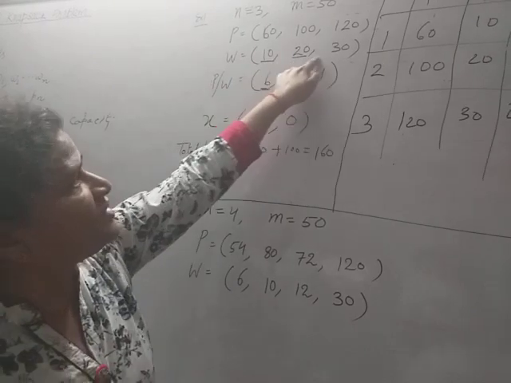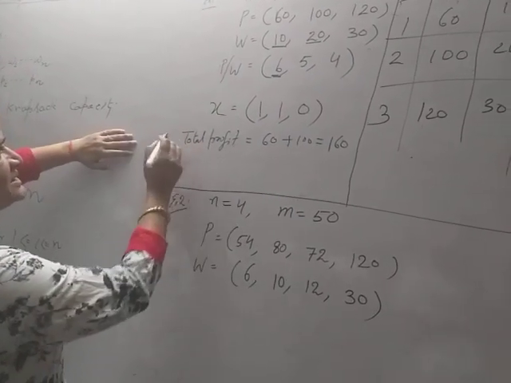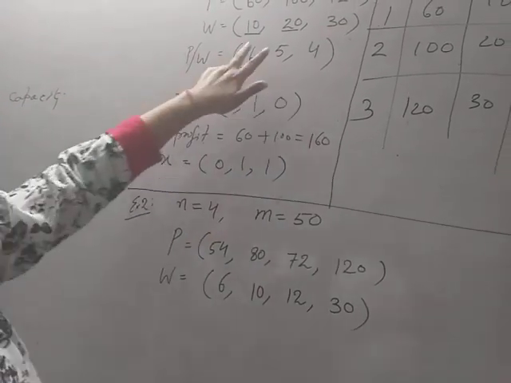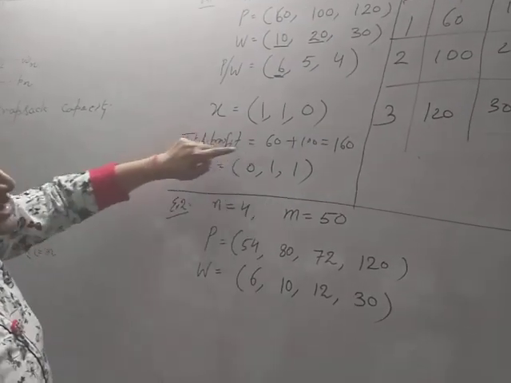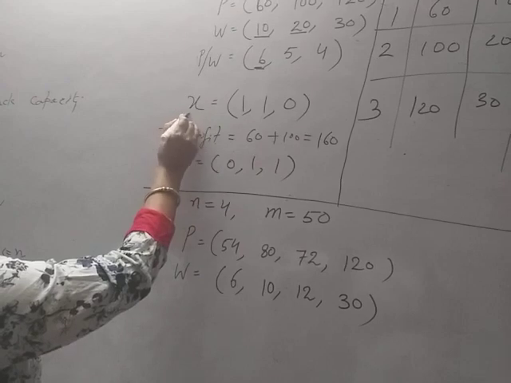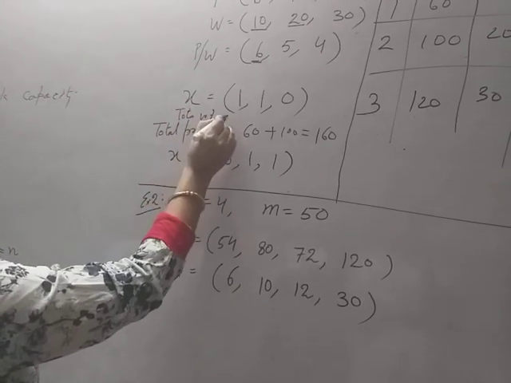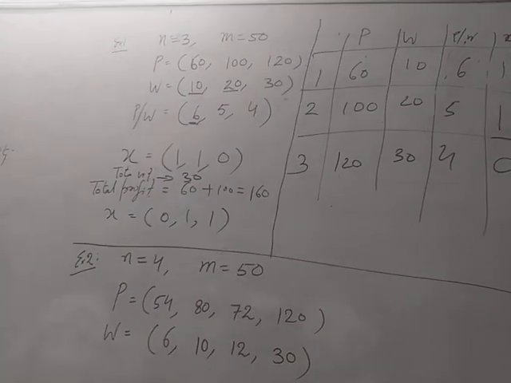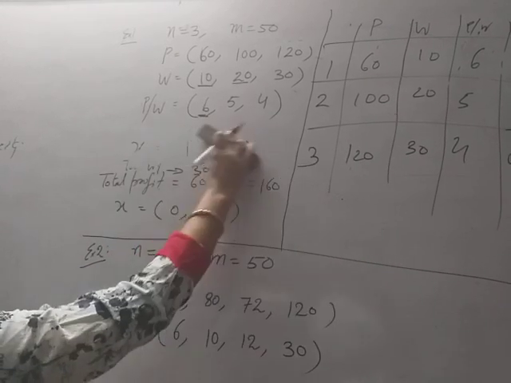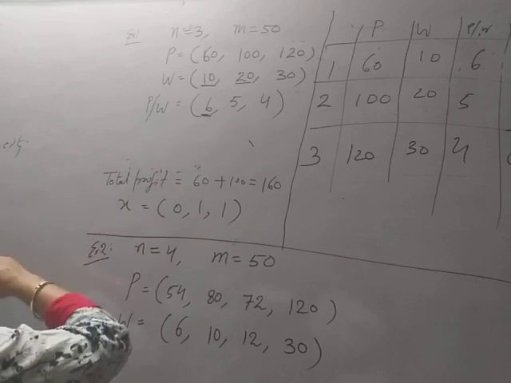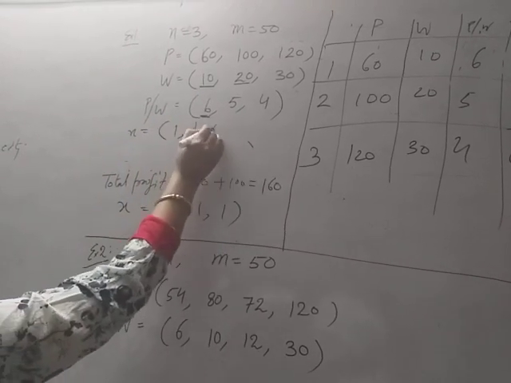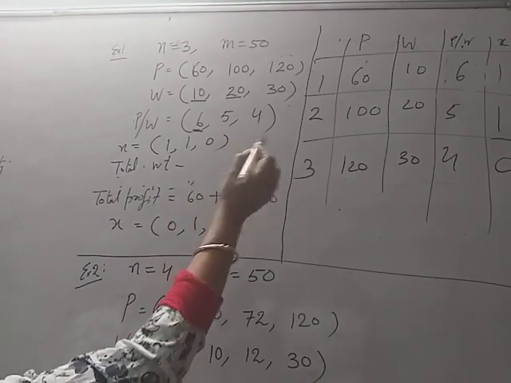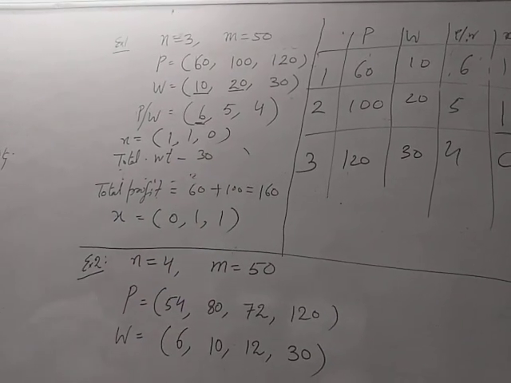Now you can see there is one more solution vector. This is the first solution. There is another solution vector, 0 1 1. If you consider the total weight or the filled knapsack, it is 10 plus 20, that is 30. X is 1, 1 and 0. The total weight added into the knapsack is 10 plus 20, 30, and the total profit is 160.